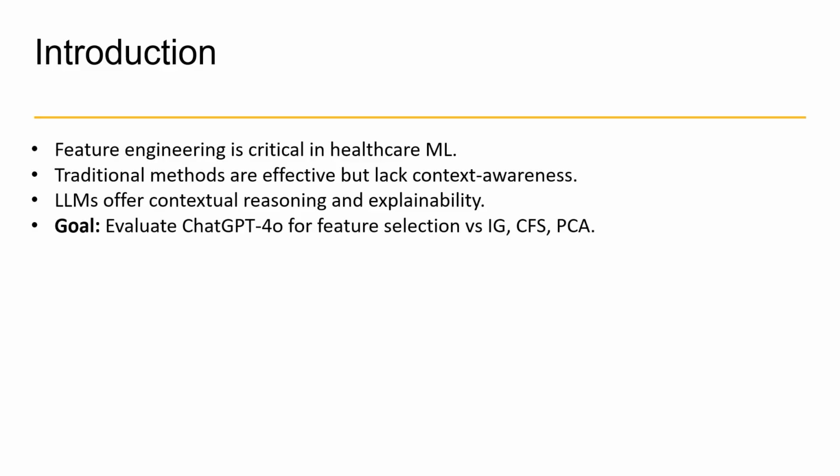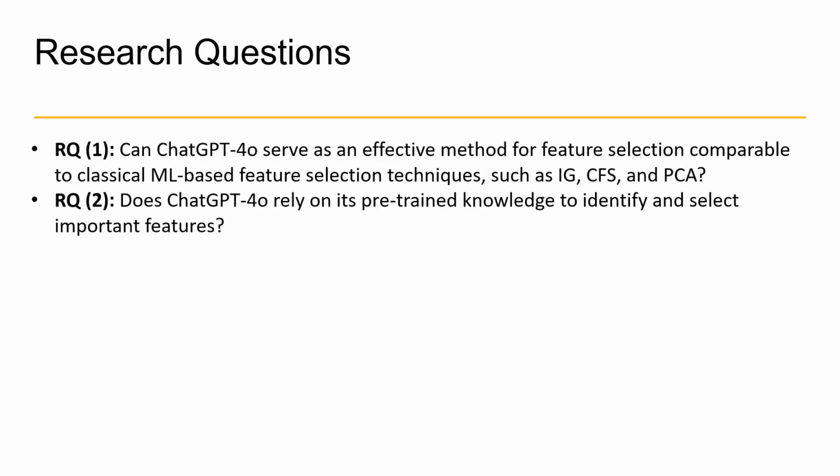So from this, our goal is to evaluate whether ChatGPT 4.0 can serve as a useful tool for feature selection and compare it to the output established by popular ML methods. For this, we had two research questions. The first question was, can ChatGPT 4.0 serve as an effective method for feature selection comparable to classical ML-based feature selection techniques such as information gain, correlation-based feature selection, and principal components analysis? And does ChatGPT 4.0 rely on its pre-trained knowledge to identify and select important features?